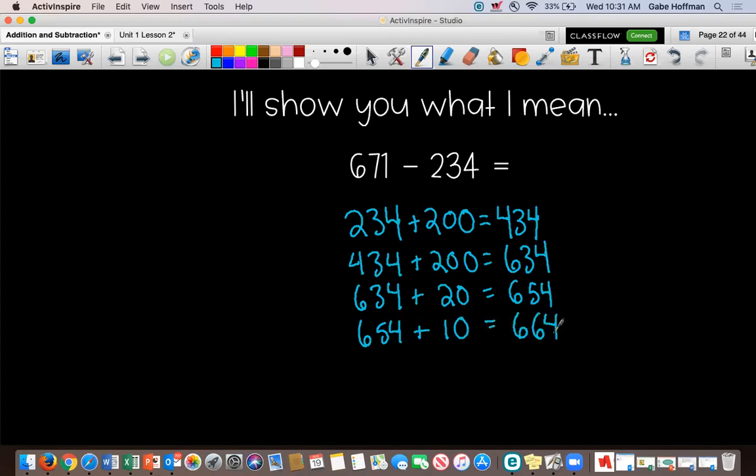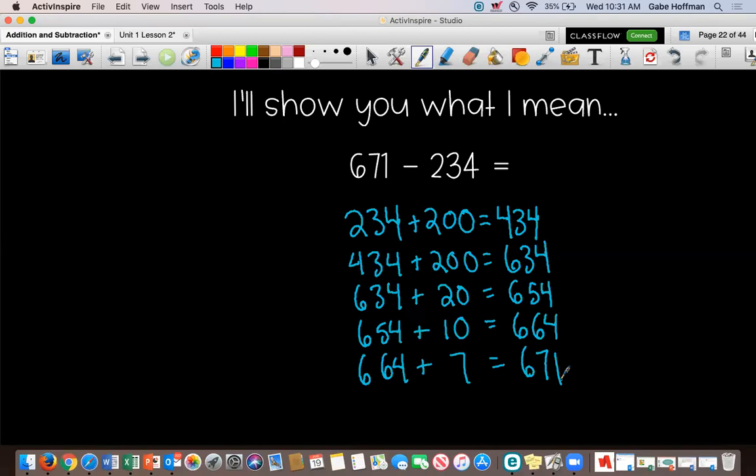664. So now I know I'm just 7 short of 671. So I'm going to do 664 plus 7 equals 671. So now I've gotten this far. And I've got to figure out now, how do I figure out the difference between them?